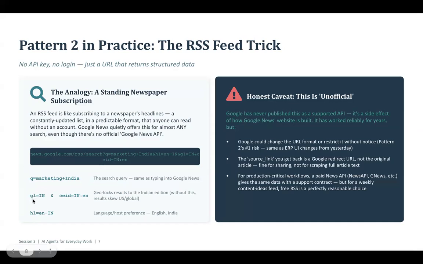This is basically the same as you searching marketing India on Google or whatever search engine you're using. Then GL stands for geolocation, and CEID is just the ID of the country. Here we are using India for both, and the ampersand symbol just connects them. If you link the broken down parts together with ampersands, it's just the URL that is here. And here the host preference, the language, will be English India. If you're selecting English as the language, there's English UK, English USA, English India. So we are using English India.